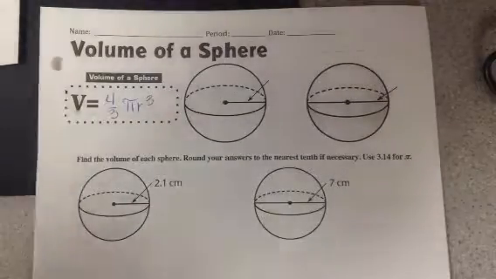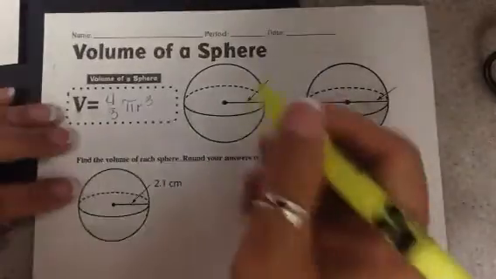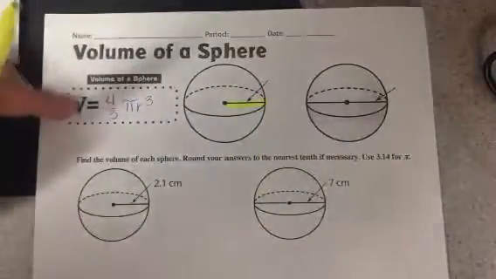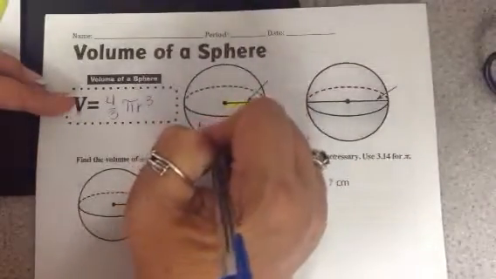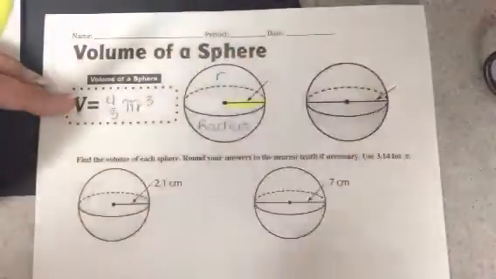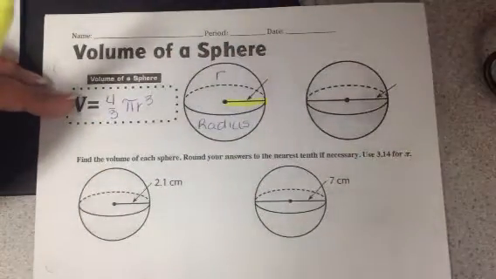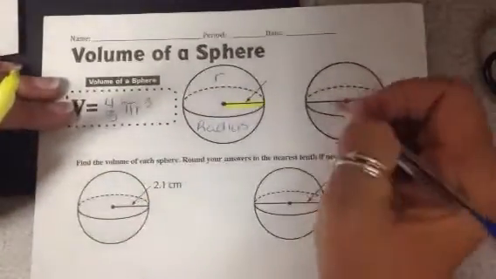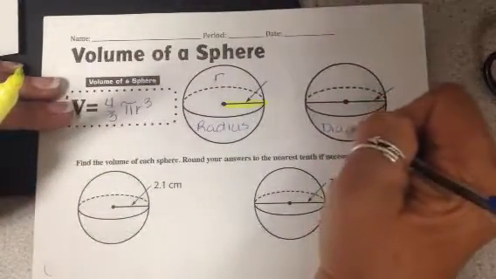Okay, we're going to look at this first example up here. And if you notice, this goes halfway across. That is my radius. We've talked about that. You will see that written as a small r. Now, this one goes all the way across, so that's my diameter. And I'm going to write that they gave me the diameter here.